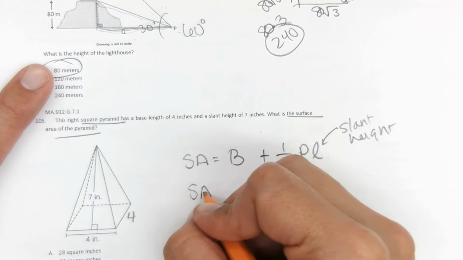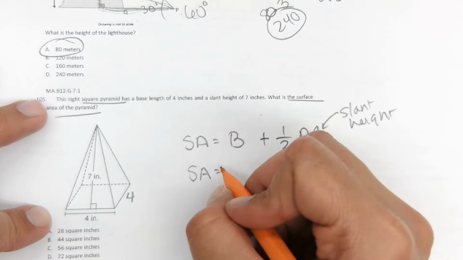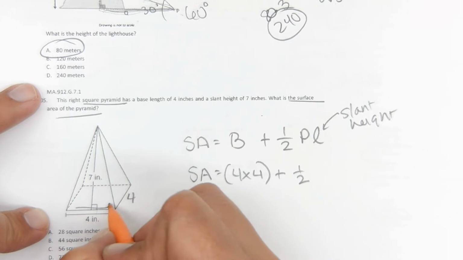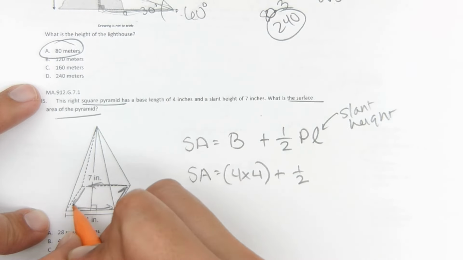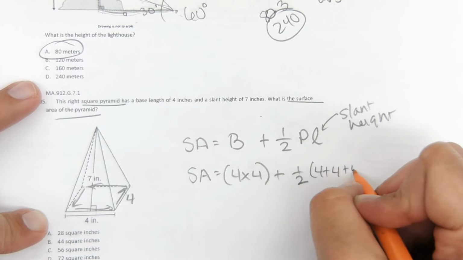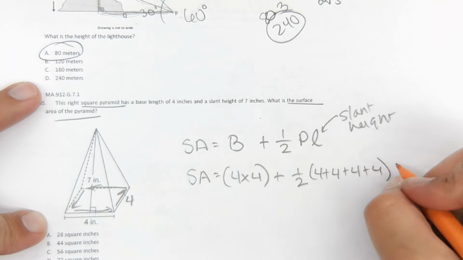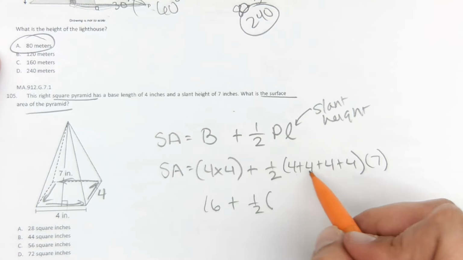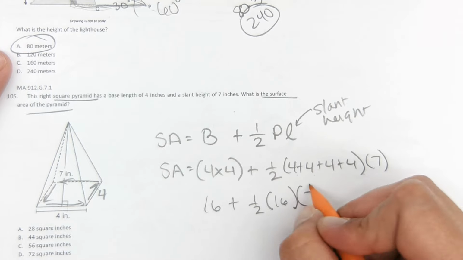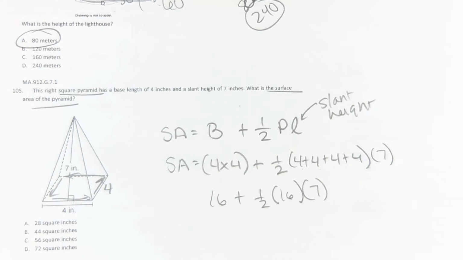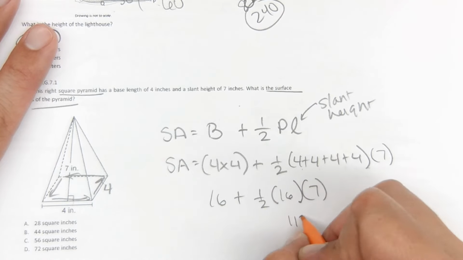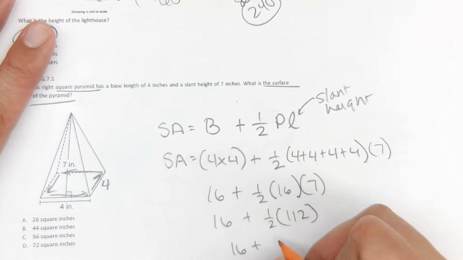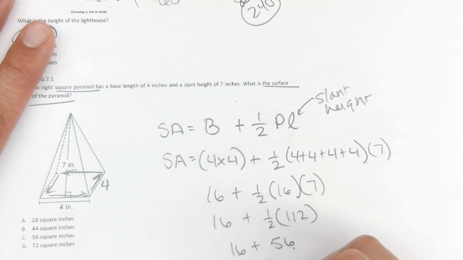Okay. Surface area equals the base, 4 by 4. Perimeter means the distance around the base here. So it would be 4 plus 4 plus 4 plus 4, and then slant height is 7. So we get 16. 4 plus 4 plus 4 plus 4 is 16. 16 times 7 is 112. Half of 112 is 56, and 16 plus 56 is 72.